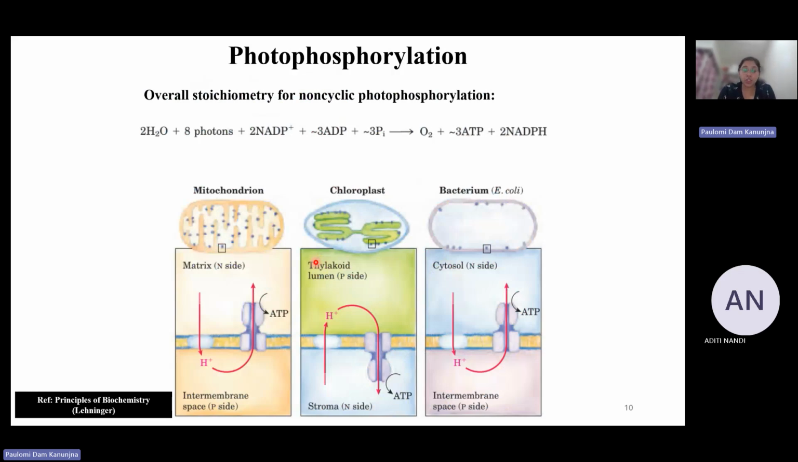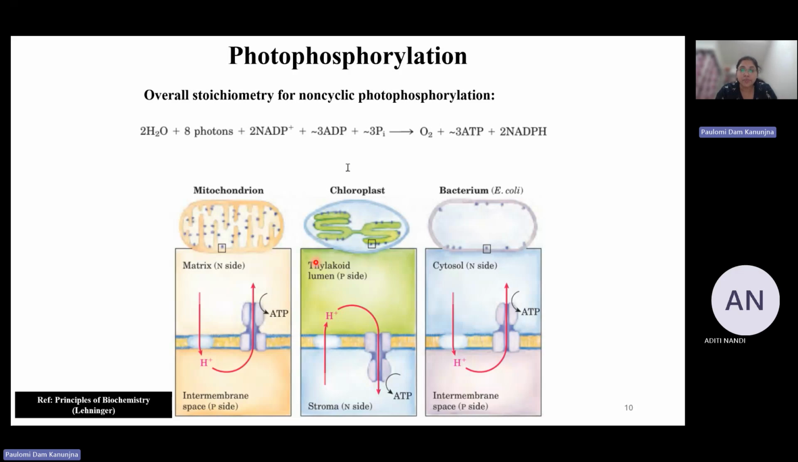Now, I've already drawn parallels to mitochondria multiple times during our conversation, and that already gives us an idea that the topology, the way of moving of protons, and the way the ATP synthase is oriented is similar in the membranes of mitochondria, chloroplast, and bacteria, where photosynthesis also takes place.